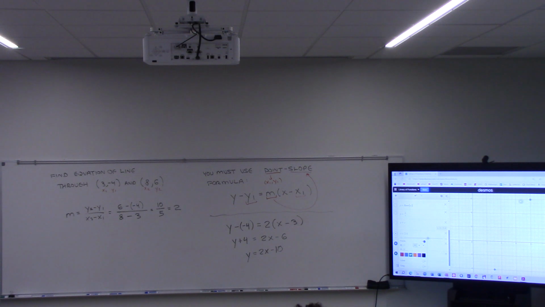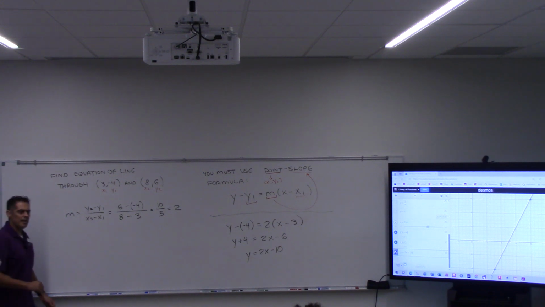All right, can you all see those 2 points? Those are the points that we were given. And now what I'm going to do in Desmos is type in the equation we just came up with, and we should see a line go through both those points. Y equals 2x minus 10. There it is. See, we have found the equation of the line through those 2 points.